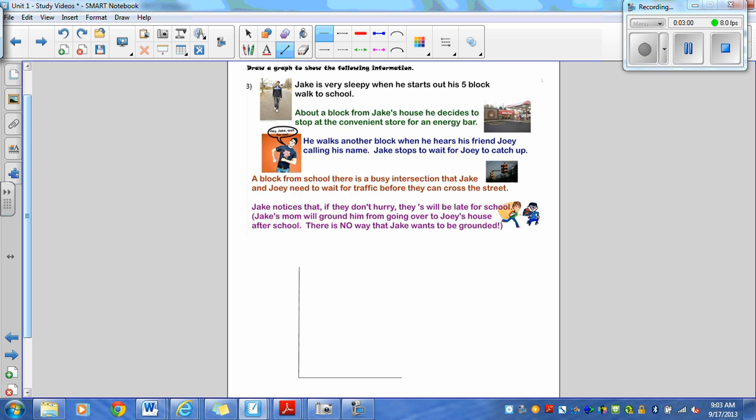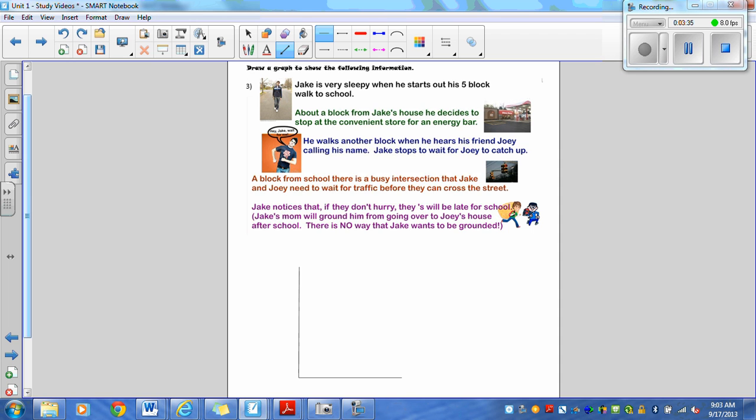Jake is very sleepy when he starts out on his 5-block walk to school. About a block from Jake's house, he decides to stop at the convenience store for an energy bar. He walks another block when he hears Joey, his friend, calling his name. Jake stops to wait for Joey to catch up. A block from school, there is a busy intersection that Jake and Joey need to wait for traffic before they can cross the street. Jake notices that if they don't hurry, they will be late for school. Jake's mom will ground him for going over to Joey's house after school, and there is no way that Jake wants to be grounded.